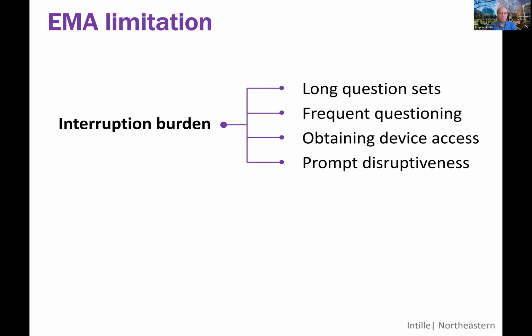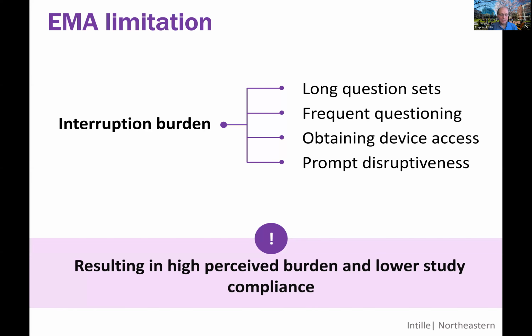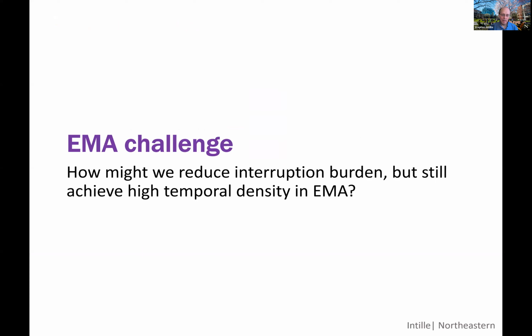And so you're still left with the idea that a good chunk of the time, the limitation of EMA is that you really do want, to some extent, random questions, not always triggered based on behavior. And you want a decent number of questions in some applications. So the interruption burden is coming from these long question sets, frequent questioning, pulling out your device and looking at it, and the disruptiveness of the prompt. It raises the question: we have this high perceived burden and lower study compliance. Is there anything we can do about it?